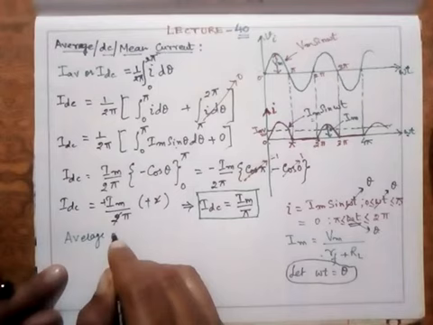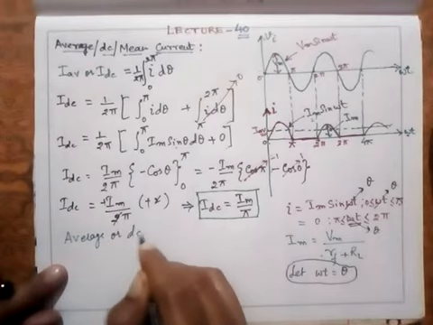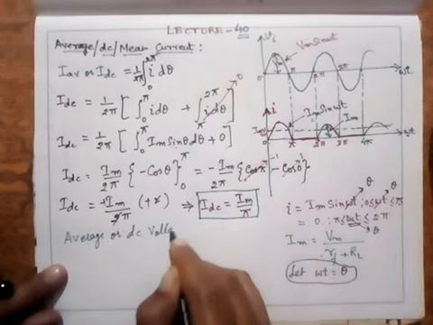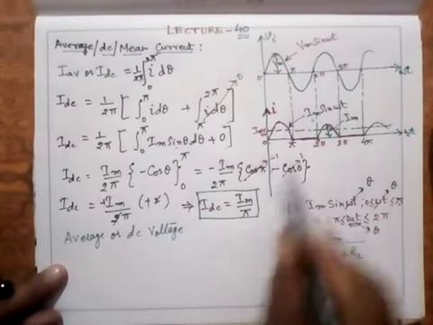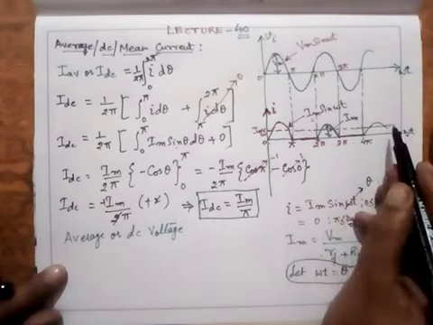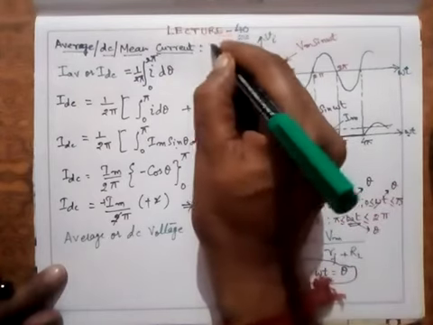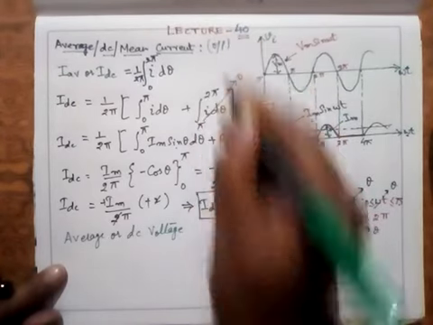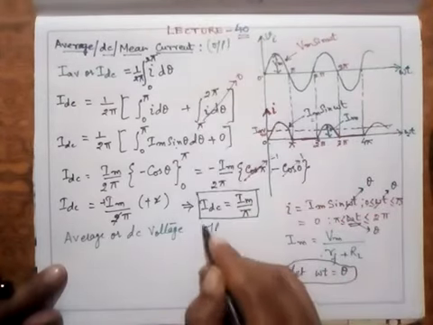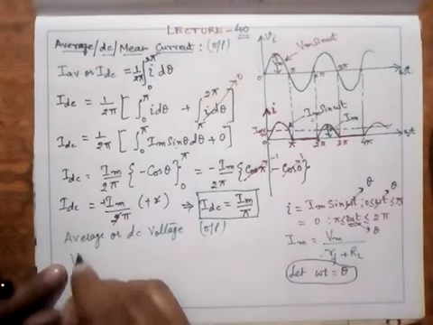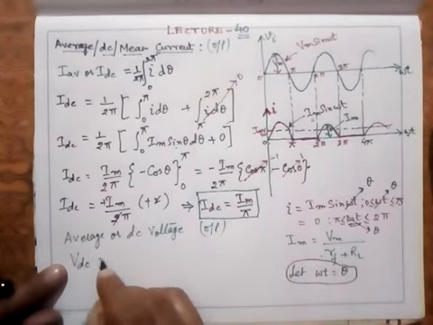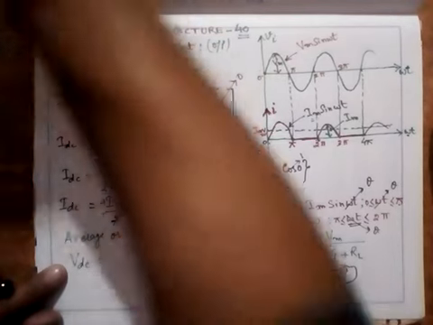Average or DC voltage. Of course, I am talking about the average or DC output voltage, everywhere it is for the output of the rectifier. This is also for the output of the rectifier. And suppose I represent this by VDC. Now look at this. What will be VDC?